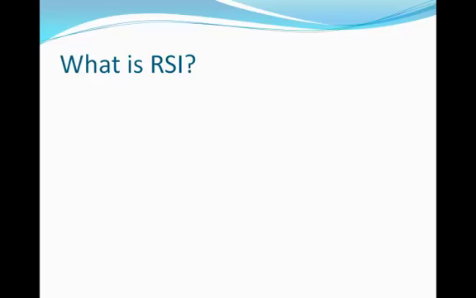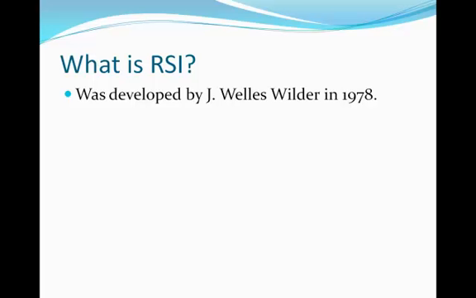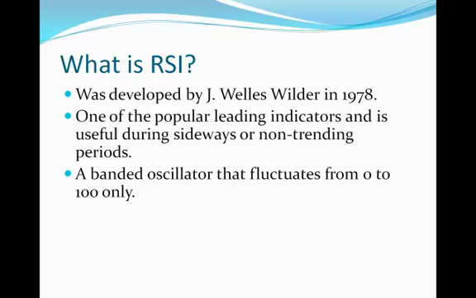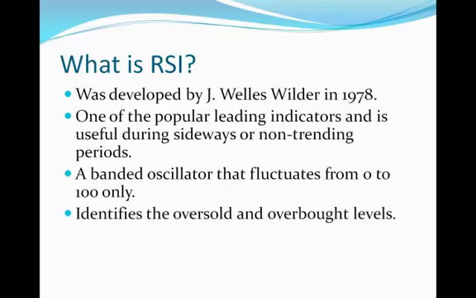What is Relative Strength Index? Relative Strength Index, or RSI, was developed by J. Wells Wilder in 1978. It is one of the popular leading indicators and is useful during sideways or non-trending periods. It is a banded oscillator that fluctuates from 0 to 100 only.